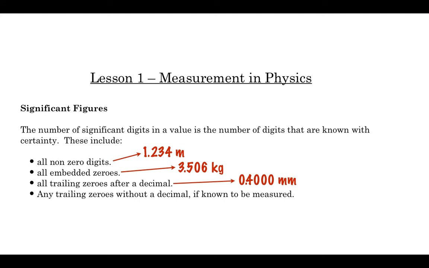Any trailing zeros after a decimal, so again, this measurement right here, 0.4000 millimeters, this would be a very, very accurate measurement, but these zeros are here for a reason. The reason is that they're very, very accurate. Any trailing zeros without a decimal, if we specify that it's measured exactly. So 500 liters, with the word exactly after it, this would be 3 significant digits. If it wasn't there, then we would just assume that this is 1 significant digit.